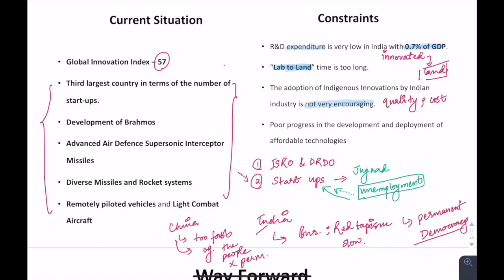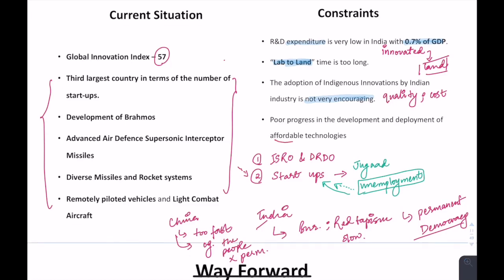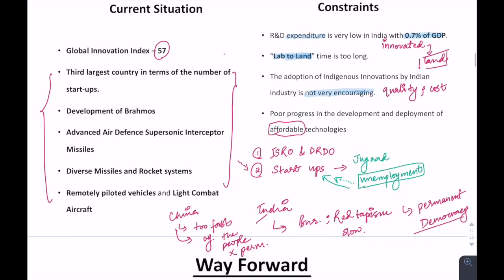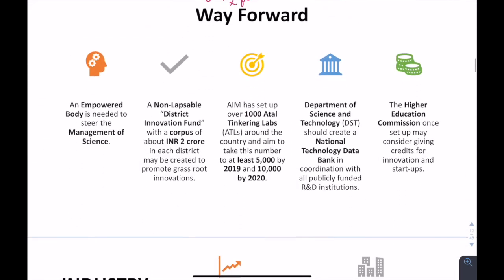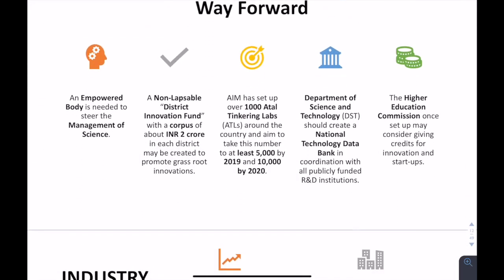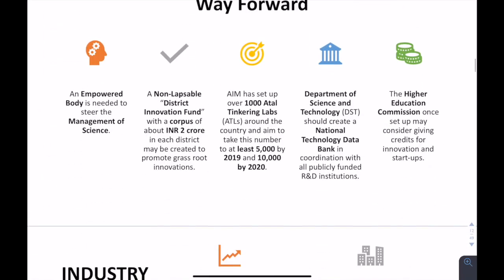Poor progress in development and deployment of affordable technologies. The speed with which development and deployment of affordable technologies is happening is too slow. Now, what is the way forward? We've seen all the constraints, we've seen all the current situations. What is the way forward? What should be done? According to NITI Aayog, an empowered body needs to be created to steer the management of science, which can actually work in an autonomous manner and manage the entire management of science and technology in the country.